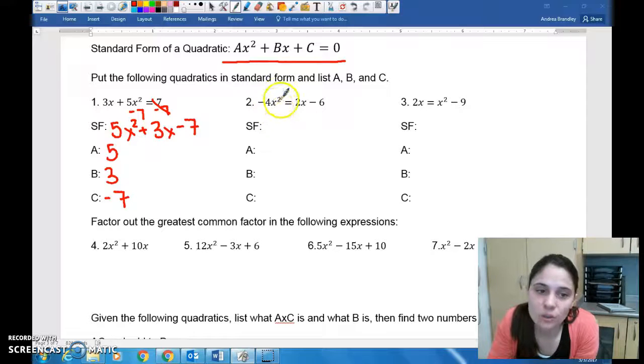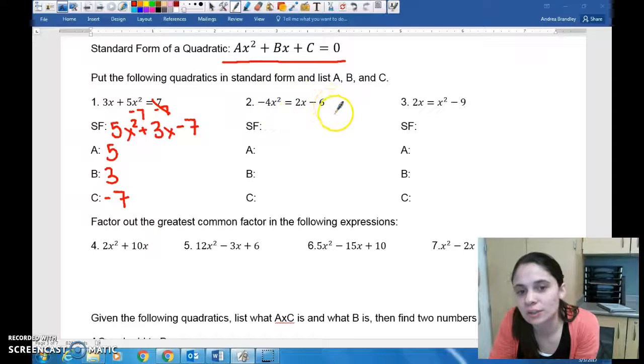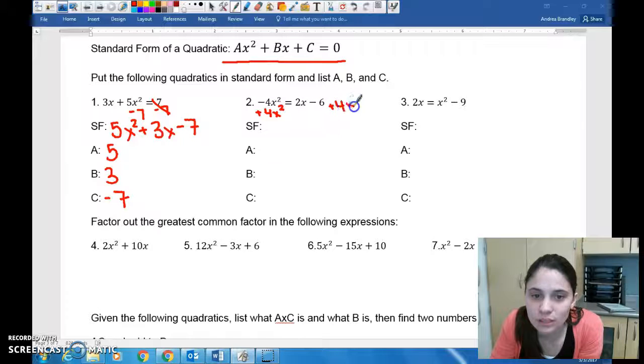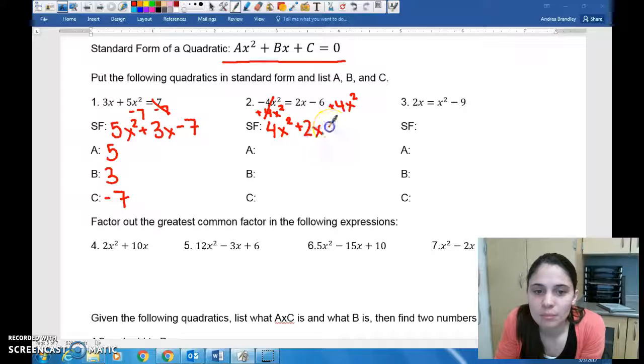Hint, as we look at number 2, whatever your x squared term is, you want to be positive. So in this case, instead of minusing the 2x from both sides and adding the 6 over, I'm just going to go ahead and add 4x squared to both sides so that my 4x squared will be positive. Your life will be infinitely easier if your x squared term stays positive. So then over here I have my 4x squared first, that's now positive, and then a positive 2x minus 6. So my A, B, and C is 4, 2, and negative 6.